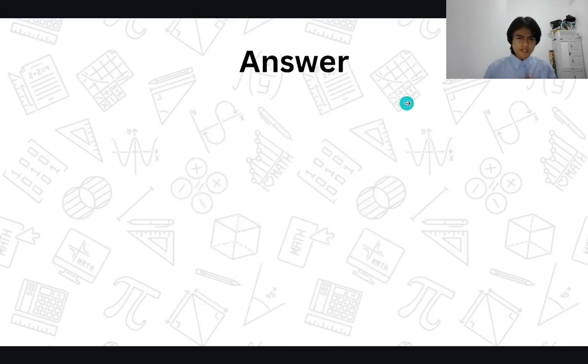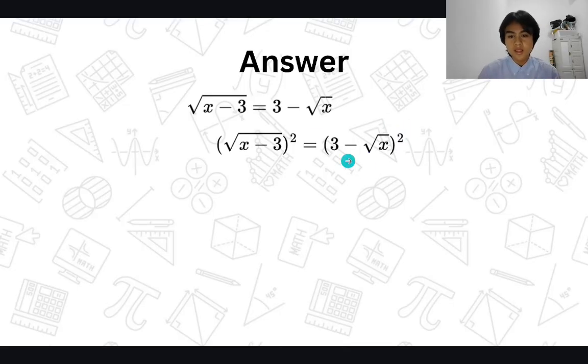So here's a step-by-step answer. The first thing, of course, is to write the equation: the square root of x minus 3 equals 3 minus the square root of x. And we're going to square both sides. Why? Because the inverse of a square root is the square. So we square it, and we will get x minus 3 equal to 9.